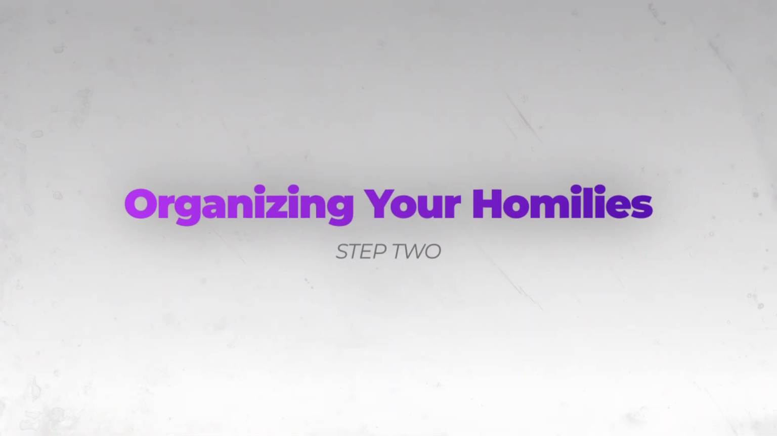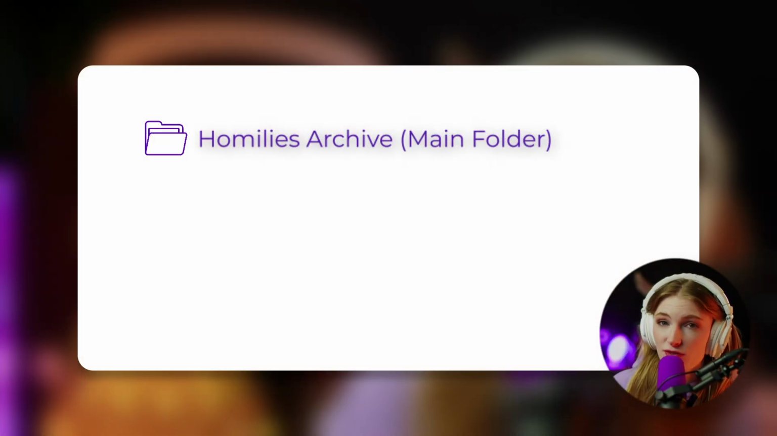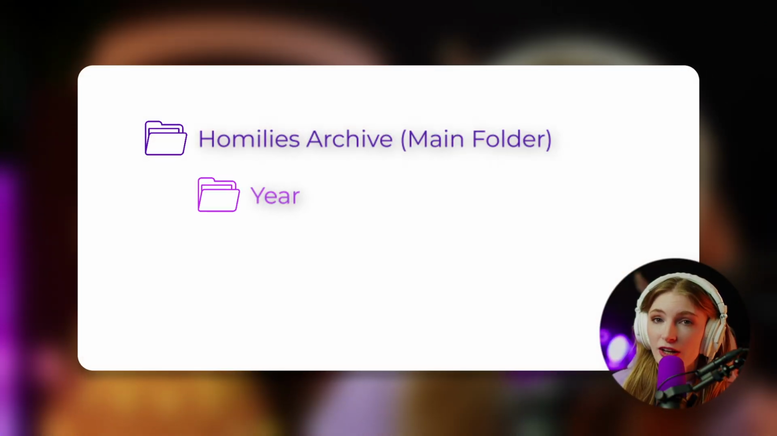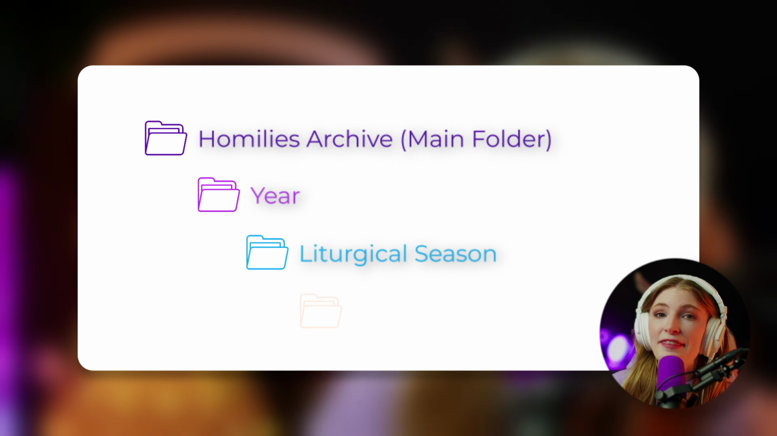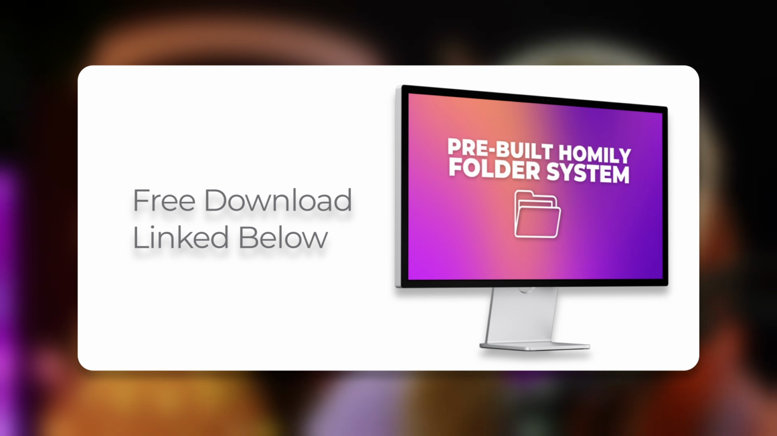Okay, now moving on to step 2, organizing your homilies. Now that we've downloaded your homily, we need to store it in a way that makes sense. We use a simple but powerful folder system to keep everything organized. Here's how we structure it. First is to have a main homilies folder, then organize it by year, then liturgical season, and then a specific date and title. To make it even easier, we've created a ready-to-use Google Drive folder system that you can copy into your own account. Just download it below and everything will be set up for you.